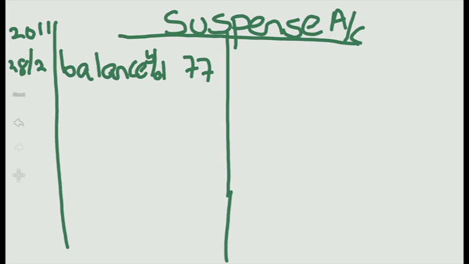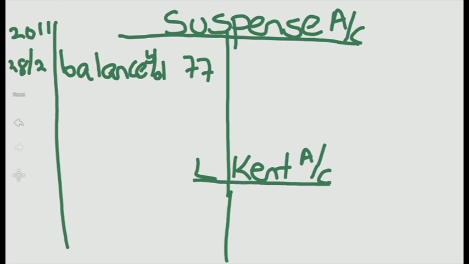We discovered these errors. The first error, it was a cheque of 150 paid to L. Kent, which was not recorded in L. Kent's account. So therefore, we need to open L. Kent account. L. Kent account must be debited on 28/02 with suspense account.